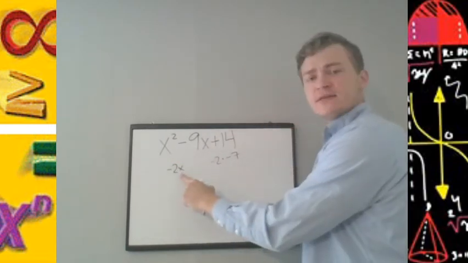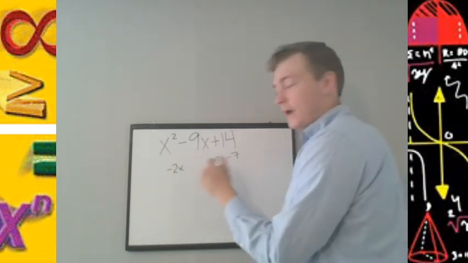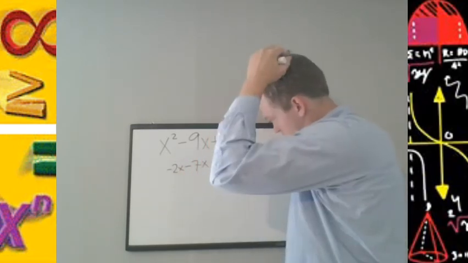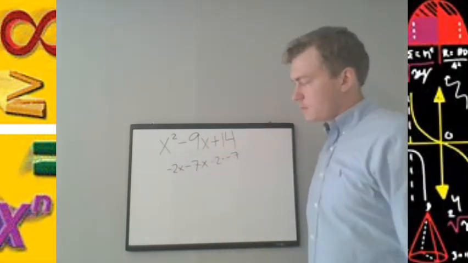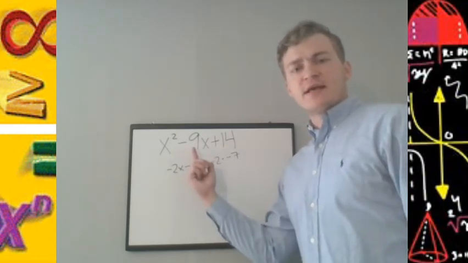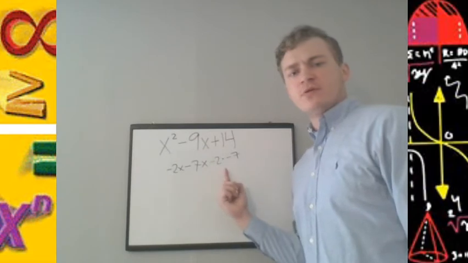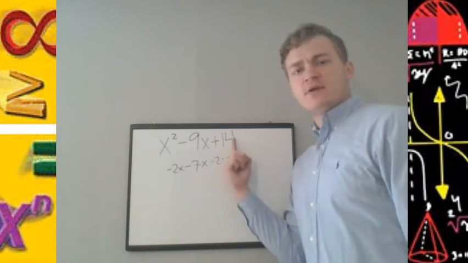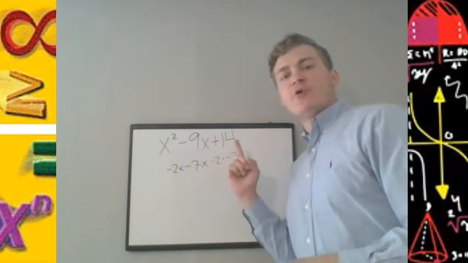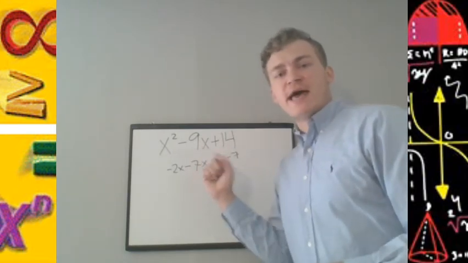Negative 2x minus 7x. Minus 2x minus 7x is minus 9x. Minus 2 times minus 7 is positive 14. So we found those integers that will multiply to give us c, that will add to give us b.